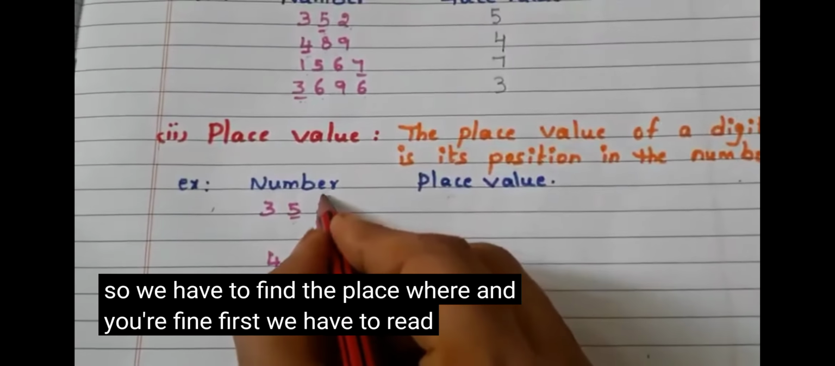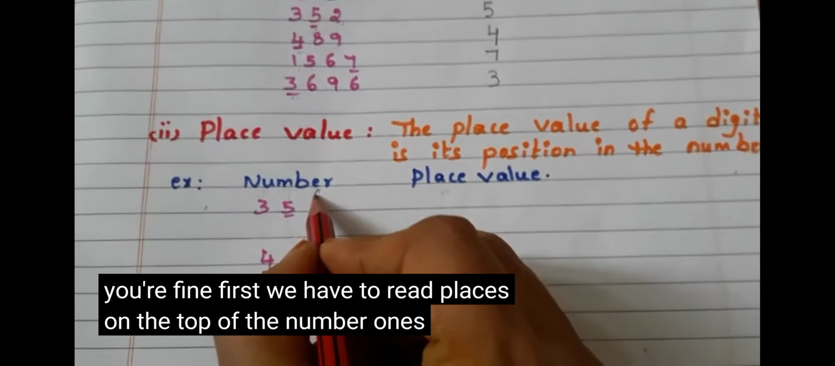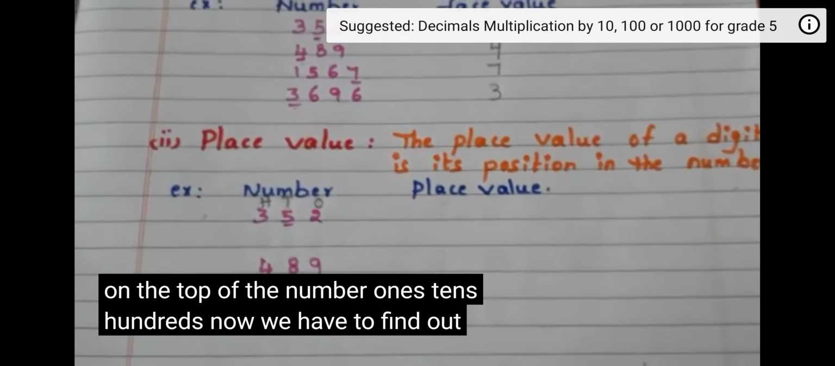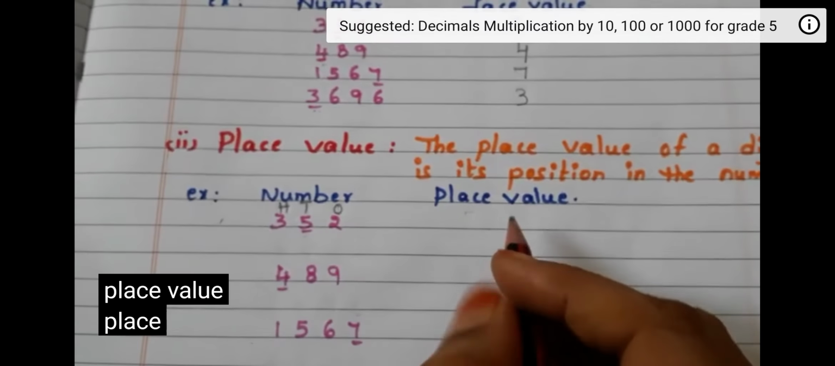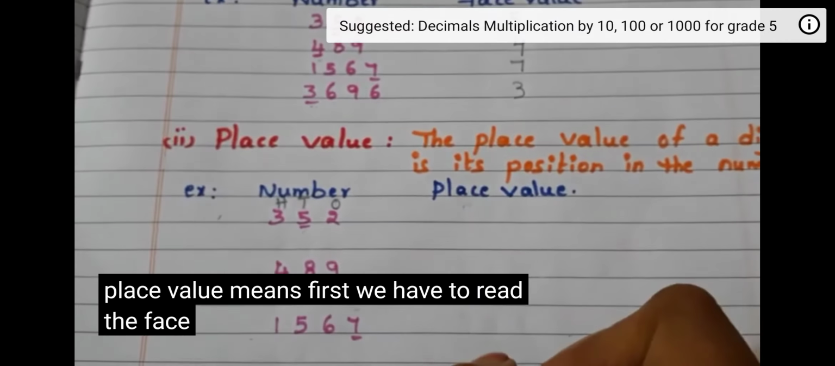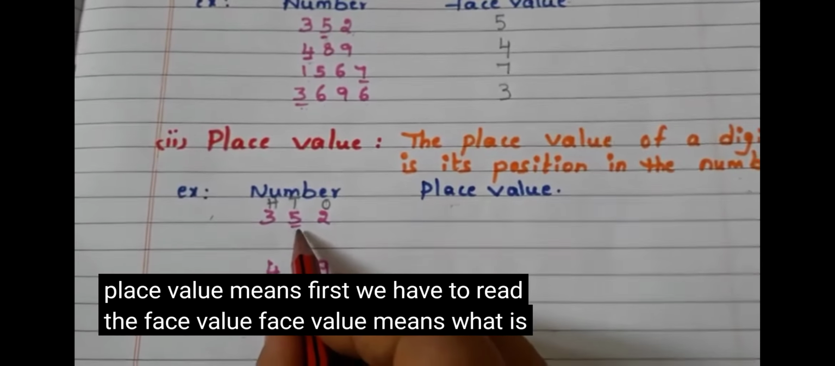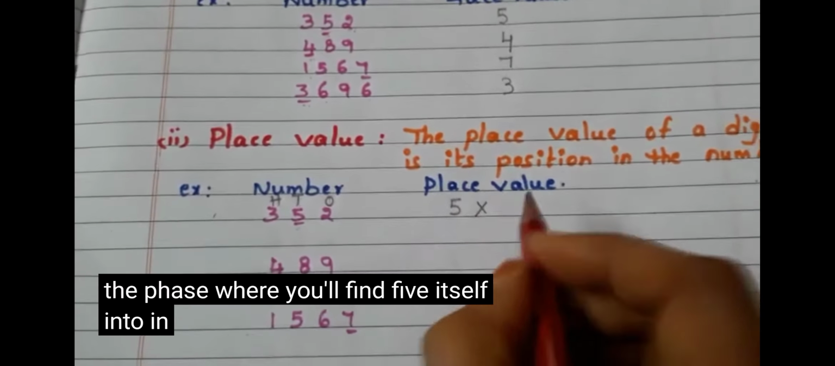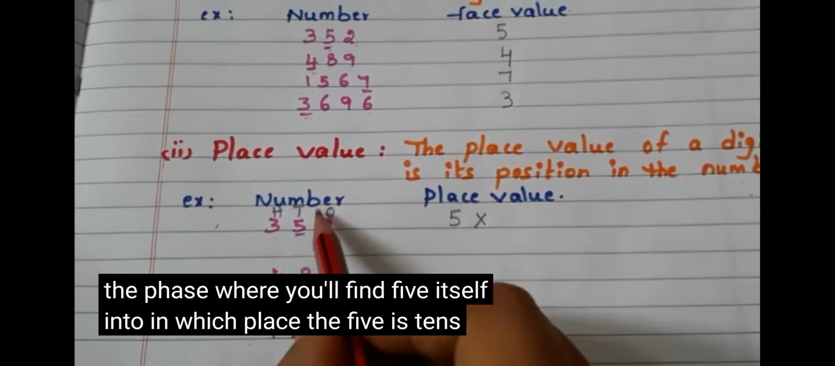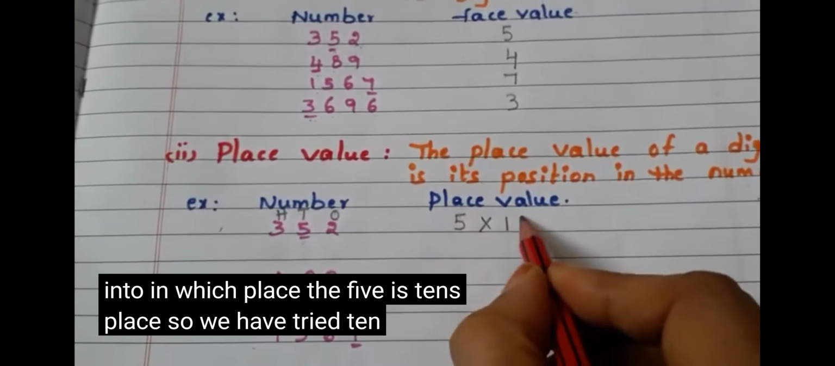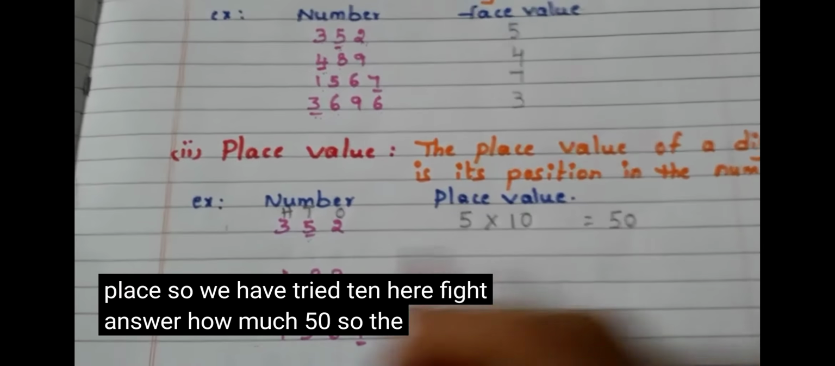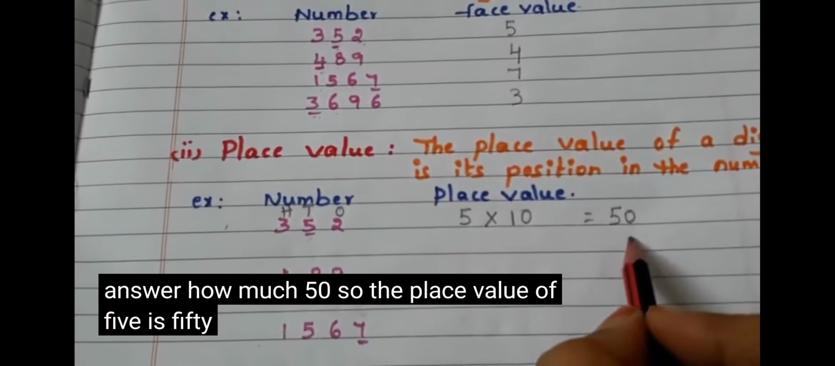First, we have to write places on the top of the number: ones, tens, hundreds. Now we have to find out the place value. Place value means first we write the face value. What is the face value of 5? 5 itself. Into, in which place is the 5? Tens place. So we write 10 here. 5 tens are how much? 50. So the place value of 5 is 50.